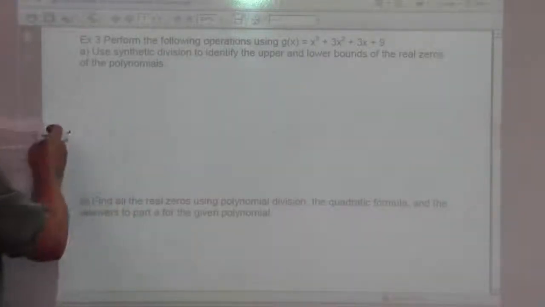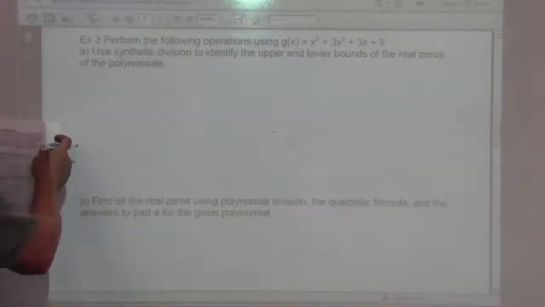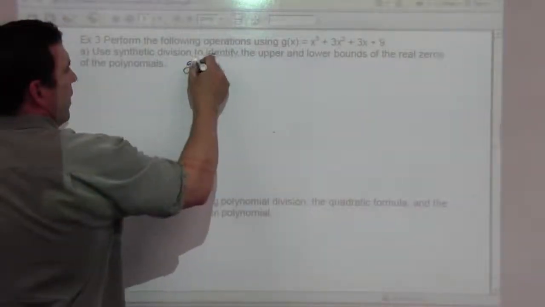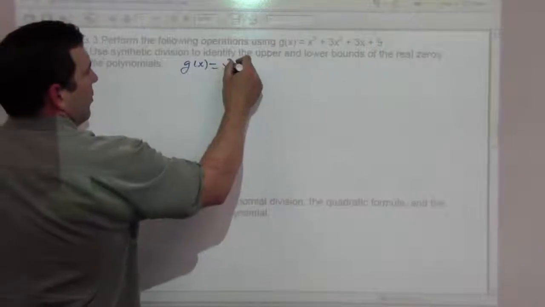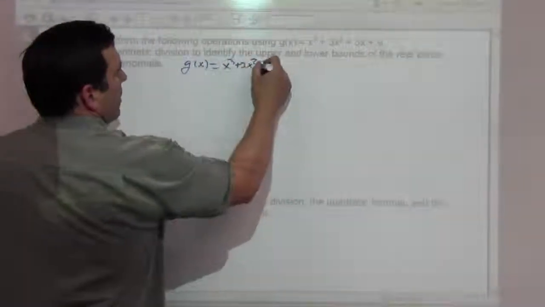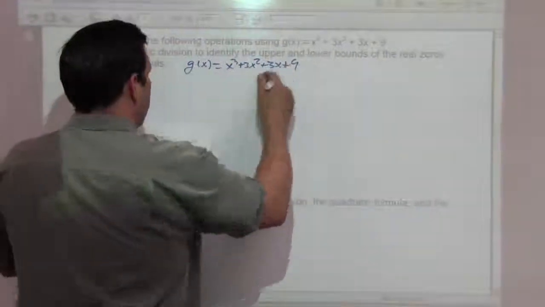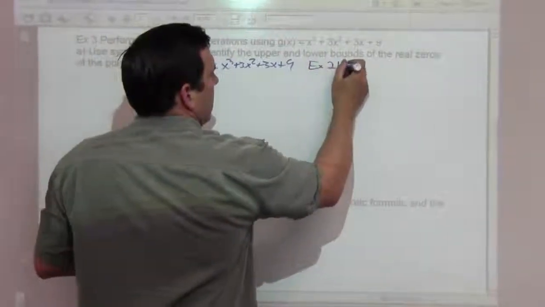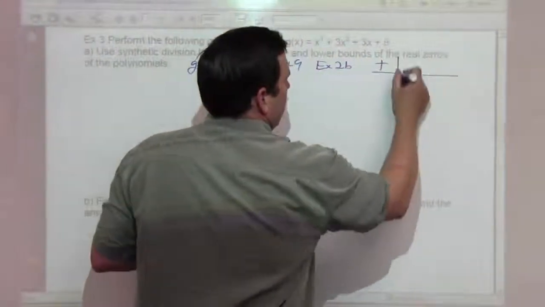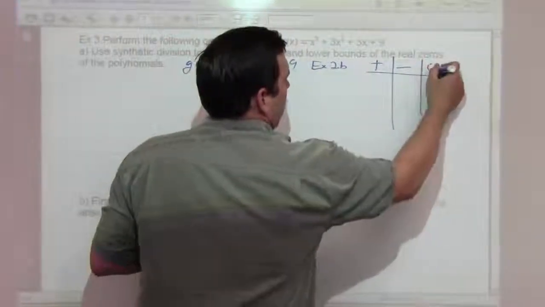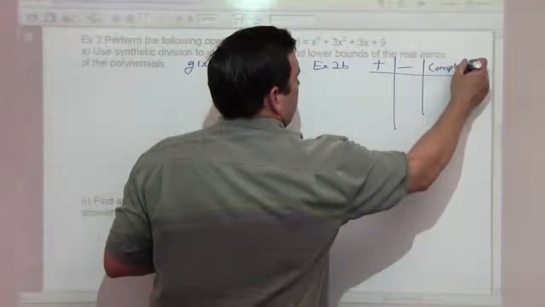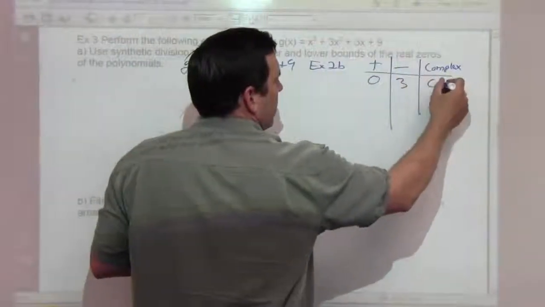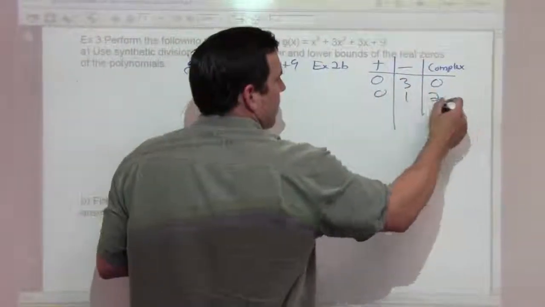So, we saw this problem earlier, that g of x equals x cubed plus 3x squared plus 3x plus 9. This is from example 2b. We have positive, negative, and complex possibilities, and there was 0 positive, 3 negative, 0 complex, 0, 1, and 2.